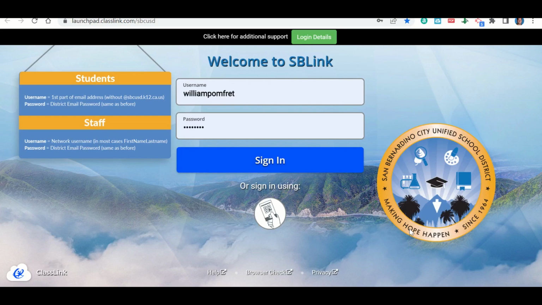So what you'll do is you'll click on the link that takes you to your SBLink, which should look like this, and you're going to log in the same way you would log into your computer. So the first part for your username is going to be the first part of your email address without the @sbcusd.ca.us. So it should be your last name, first initial, middle initial, and then the last four of your student ID. Then for your password, it's the same password you use to log into your Chromebook. From there, you'll go ahead and click Sign In.